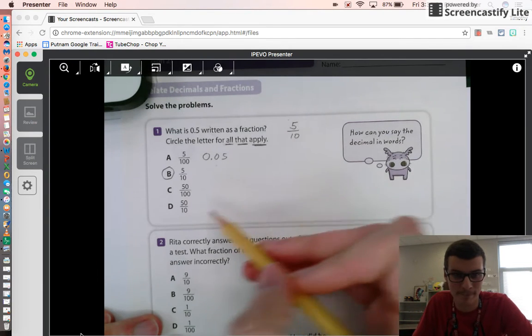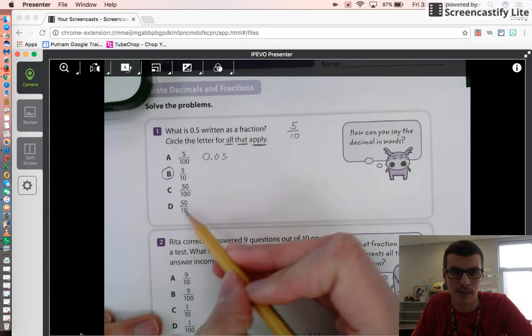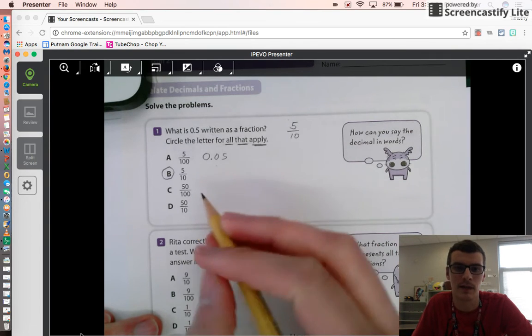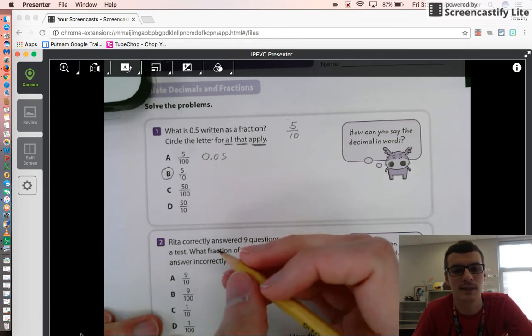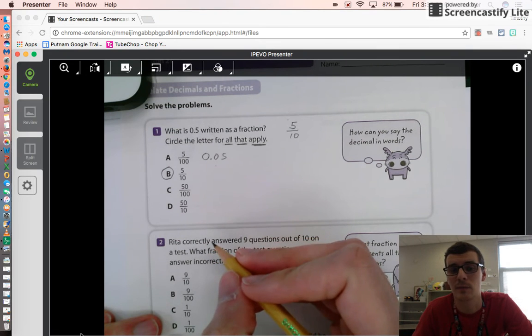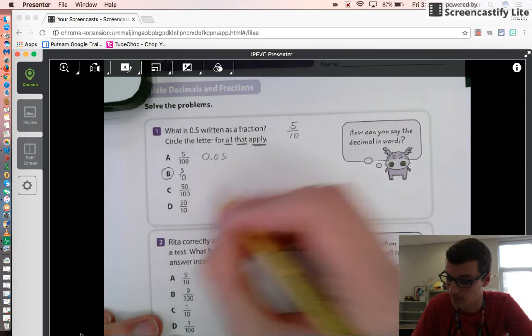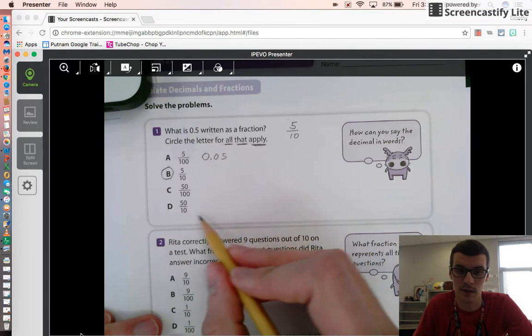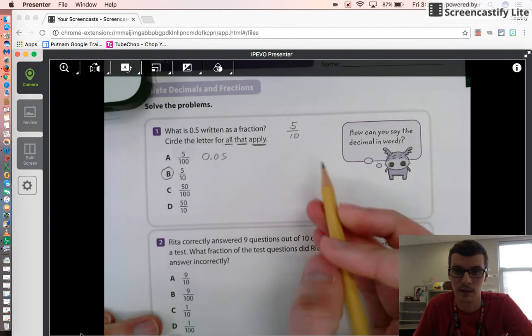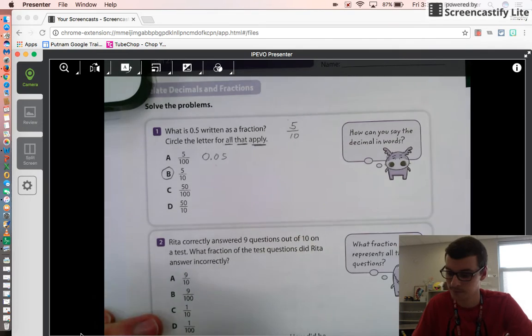Now, 50 over 10, we're going to call that a what type of fraction? I'm going to let you answer that question here. Hopefully you said that that would be an improper fraction. And we know that 5/10 is not an improper fraction. It's a proper fraction. So there's no way that this one can be equivalent to this one.